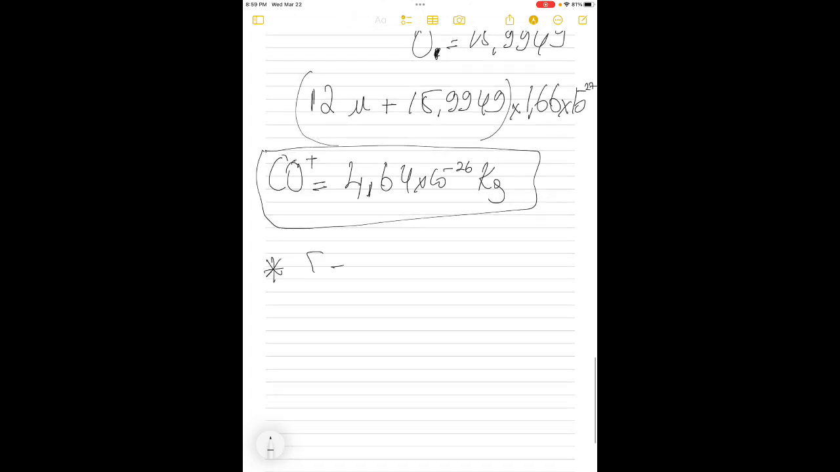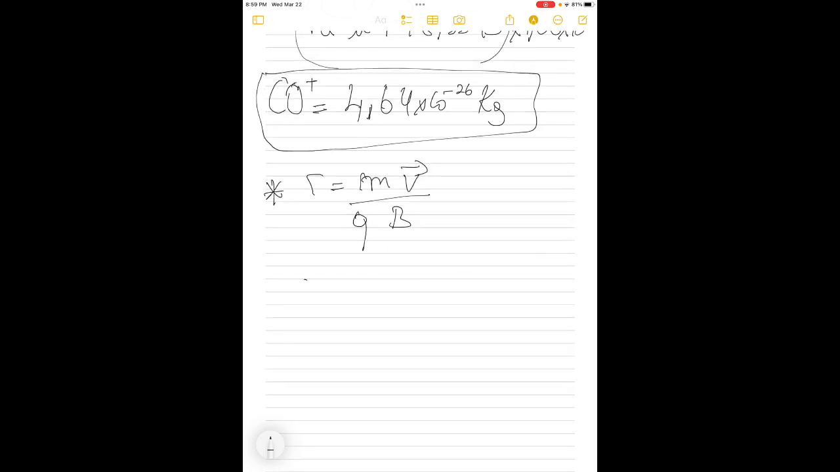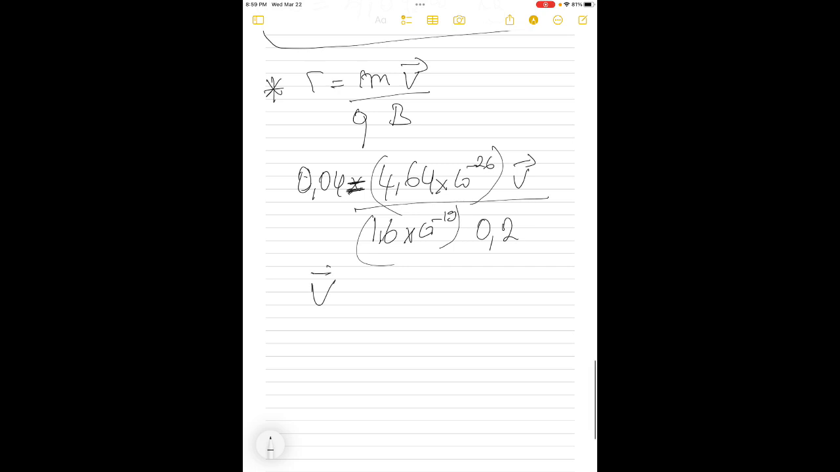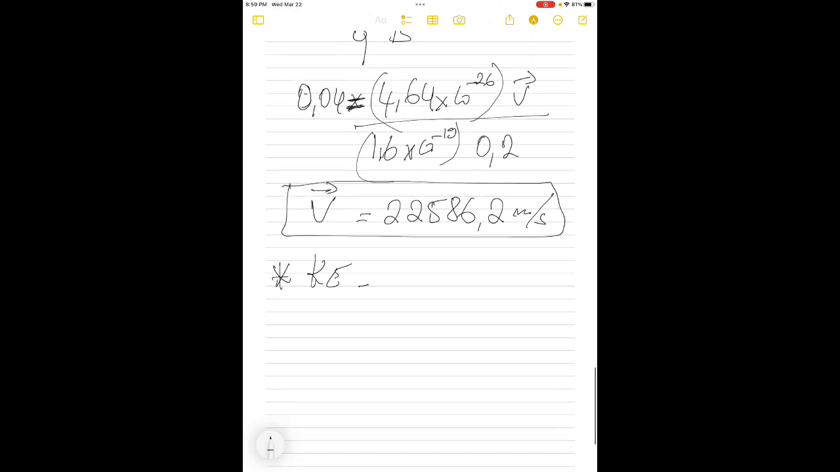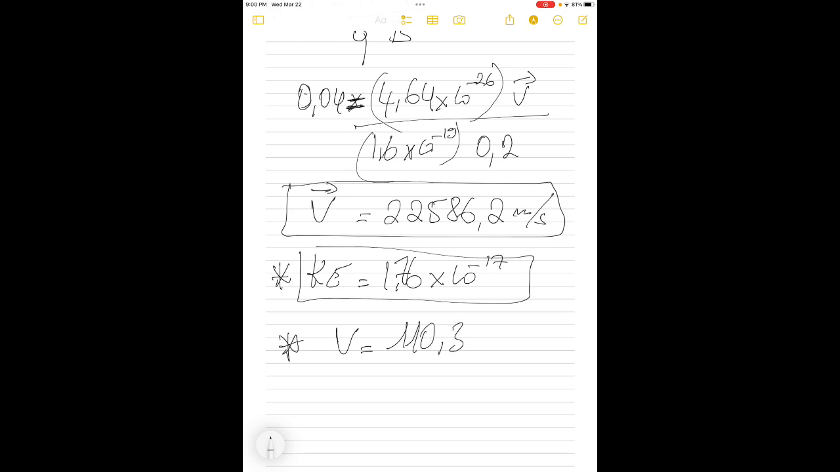And then we use the cyclotron radius formula, so 0.04 equals the mass, 4.64 times 10 to the minus 26, multiplied by speed, divided by 1.6 times 10 to the minus 19 multiplied by 0.2. And the speed is going to be equal to 22,586.2 meters per second. From here, we use the kinetic energy, which is going to be equal to 1.76 times 10 to the minus 17. And the voltage difference is 110.34 volts.